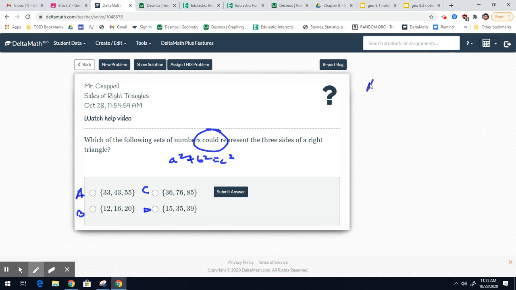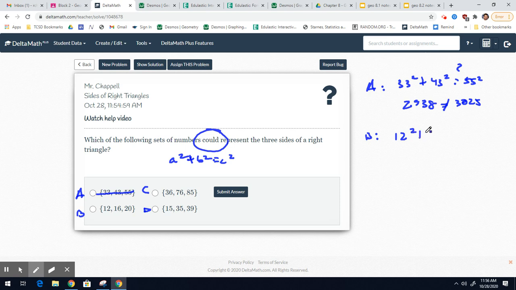So for A, I need to see, does 33 squared plus 43 squared, does it equal 55 squared? Well, 33 squared plus 43 squared is 2938. And 55 squared is 3025. So no, they're not equal, so it's not choice A.